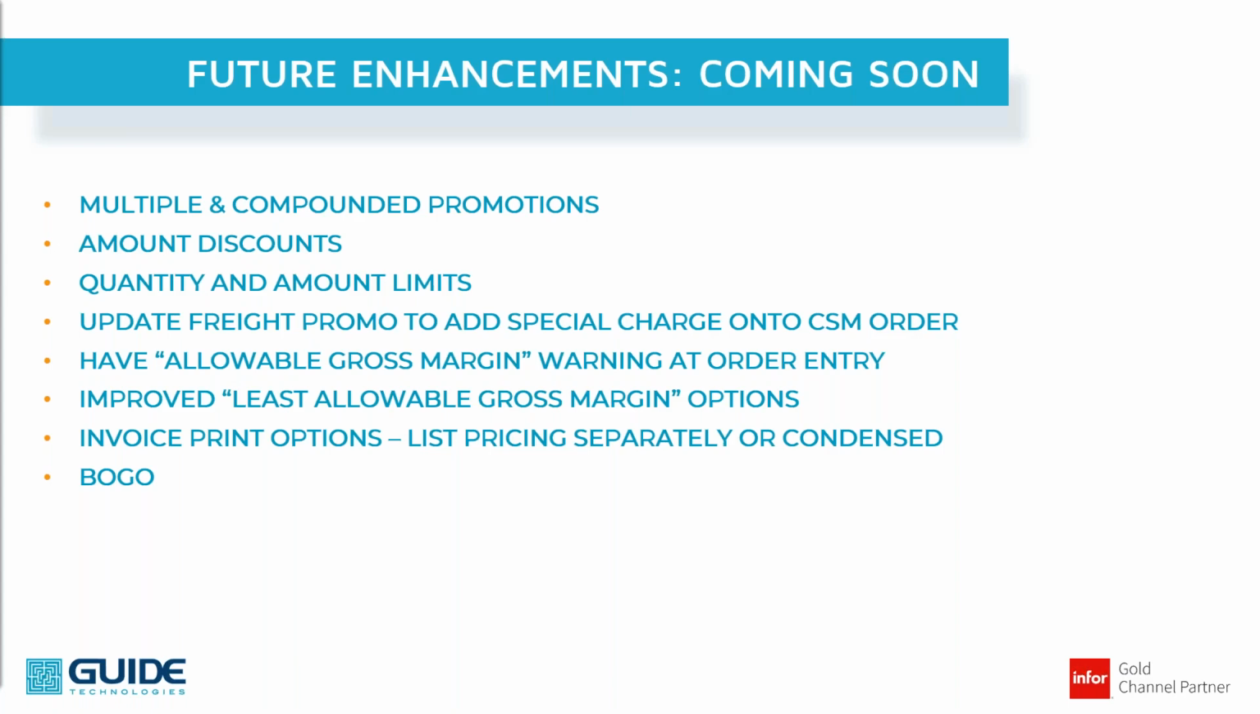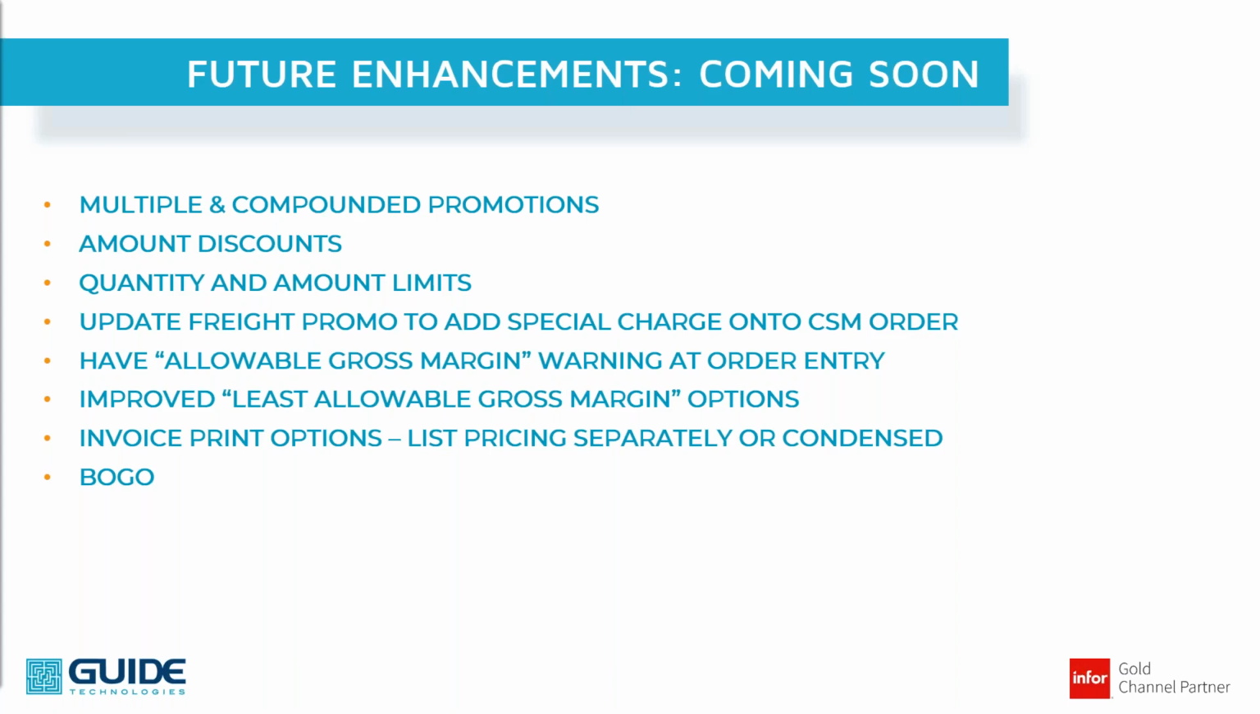The allowable gross margin right now only appears as a red on the promotion itself when you're creating it and reviewing it. We are going to develop a warning message over on the order entry side, so that when entering an item and a promo gets grabbed below the allowable gross margin, you will also get a warning at order entry.